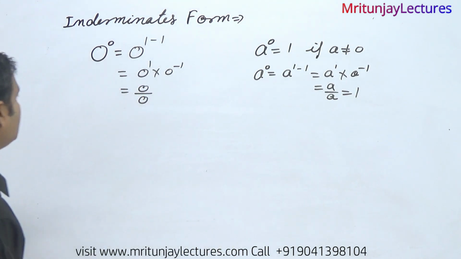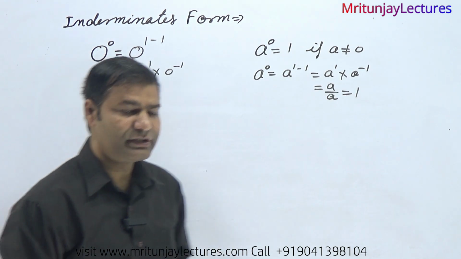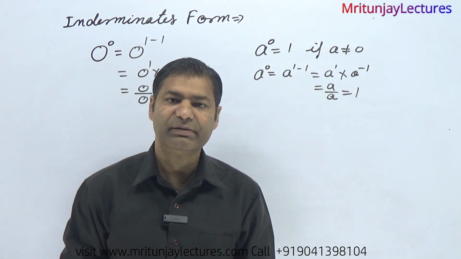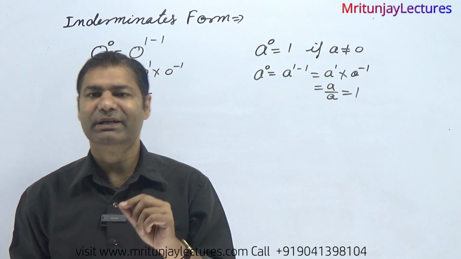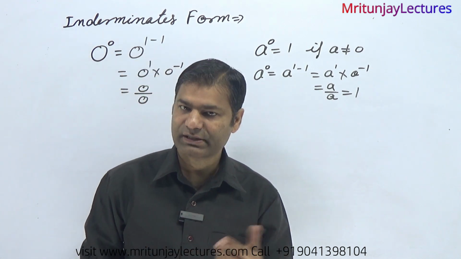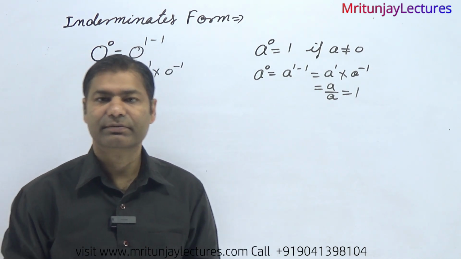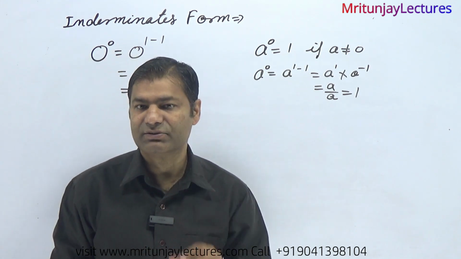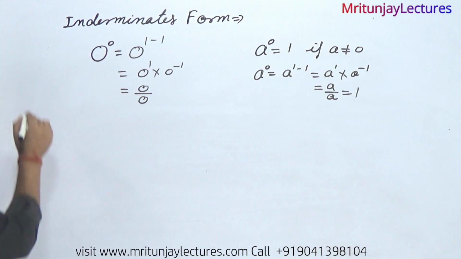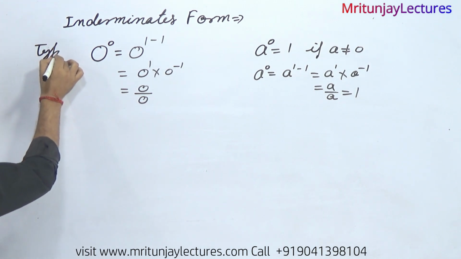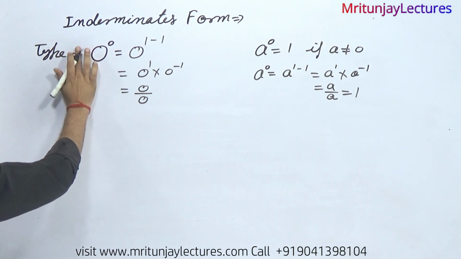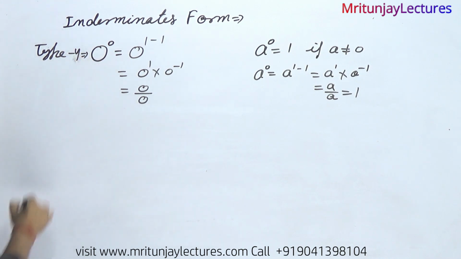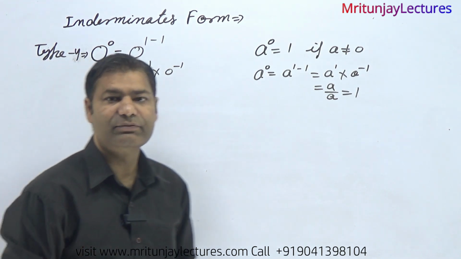I have already discussed 0 by 0 or infinity by infinity, that is type 1 indeterminate form. 0 into infinity or infinity into 0 is also an indeterminate form. And the third one I have already discussed, infinity minus infinity, is also an indeterminate form. All three types I have already discussed in the previous lecture. So that is type 4.